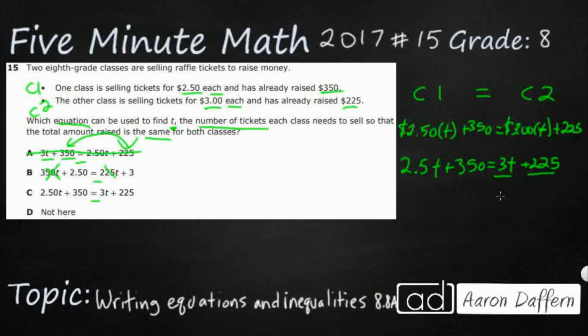Okay. Those are not your slopes. Those are not your coefficients. You're not multiplying each ticket by 350 or 225. That's very expensive. It's multiplied by the 2.50 and the 3. So that's automatically wrong. Let's check to see if it's C.